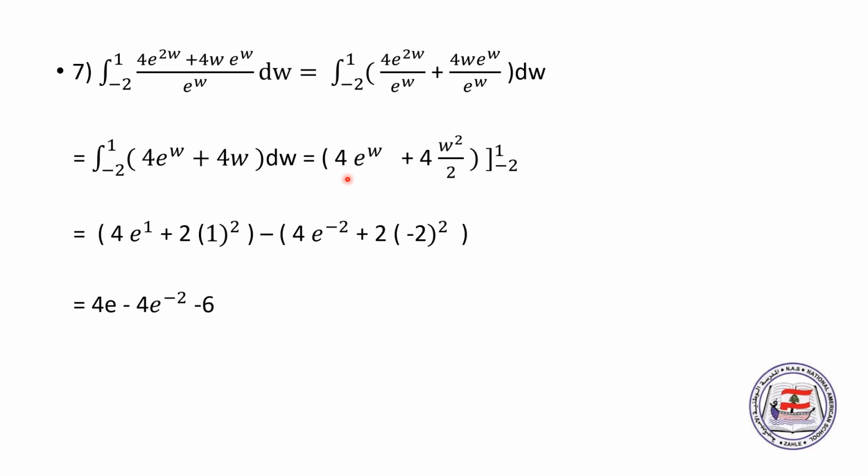It gives 4e^w plus 4w squared over 2. All should be calculated over the boundaries minus 2, 1. Replacing w by 1, then w by negative 2, and calculating it or trying to simplify it, we get 4e minus 4e to the power negative 2 minus 6.